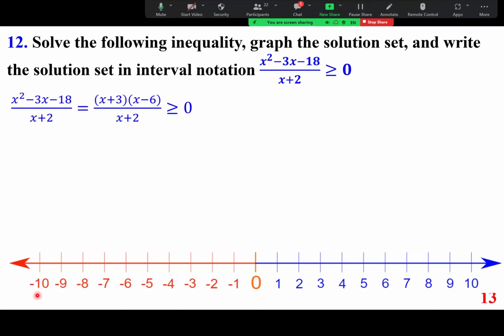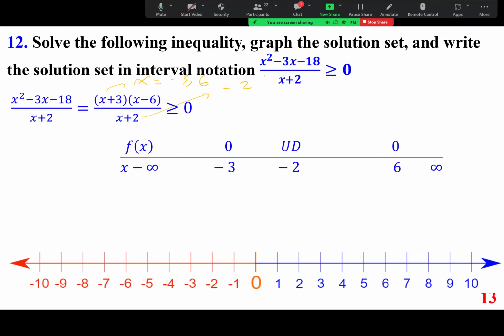If you set the top equal to 0, that gives you x equals negative 3 and 6. If you set the denominator equal to 0, gives you minus 2. You put them on a number line from smallest to largest. And if you call this f of x, so x and f of x go, this is the number line from negative to positive infinity. These three numbers, in order, negative 3, negative 2, 6: at negative 3 it is 0. At 6 it is 0. At negative 2, because it belongs to the denominator, it is undefined.